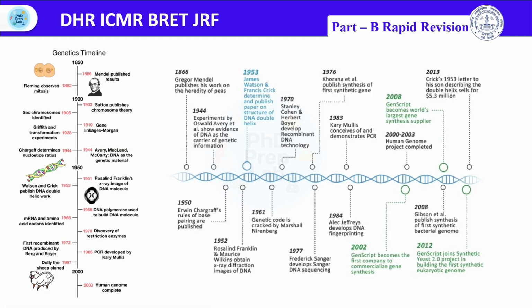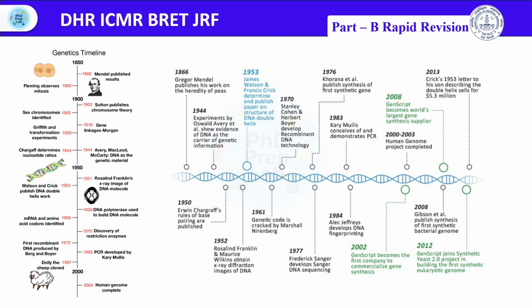Now we have a quick timeline here of how genetics and inheritance study all came into play. It all began in the 1850s, where Mendel came in. He worked on peas, Pisum sativum. He proposed the laws of genetics. So this was all done in the beginning of 1866. Then Fleming came in and he observed mitosis. Now came the 1900s, where Sutton published the chromosome theory. Now, in 1905, sex chromosomes were identified. Then, 1910, Morgan came in. He proposed the linkage theory about the gene linkages, etc.